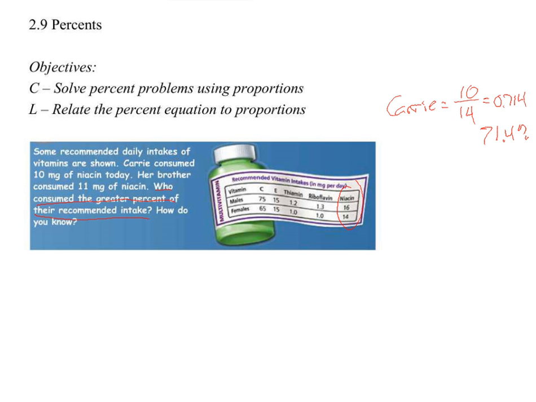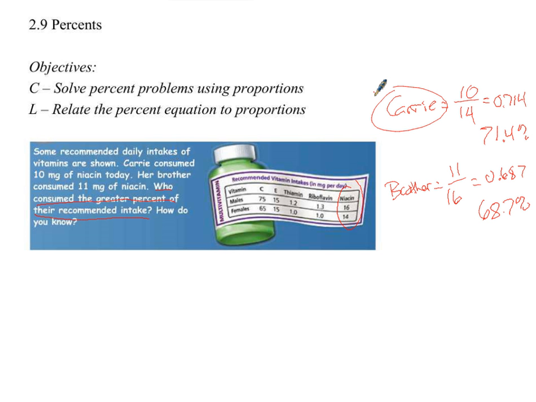Now the same idea for her brother. Her brother, who apparently has no name, how much did he consume? 11 milligrams. How much was he supposed to consume? 16 milligrams. And now we divide that out to get the percentage. What is the decimal of 11 sixteenths? So 0.6875 exactly? Okay. So if we make that a percent, we move the decimal over 2 places, 68.7%. So to answer the question now, who consumed the greater percent of the recommended intake? Carrie did, because she consumed 71.4%.